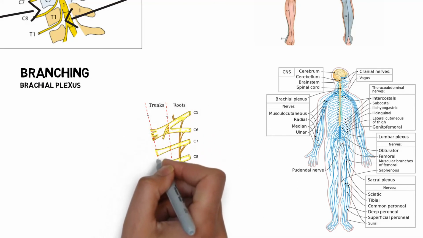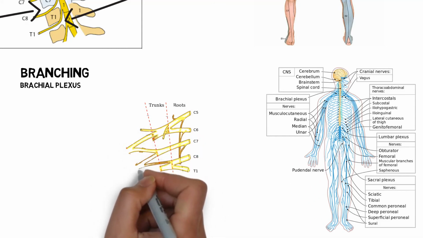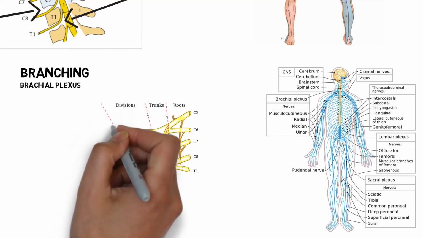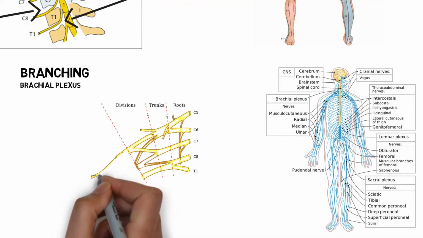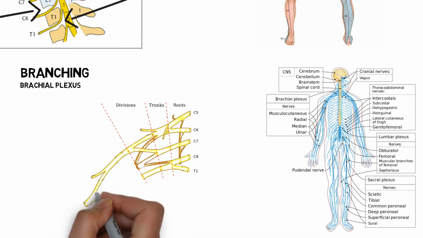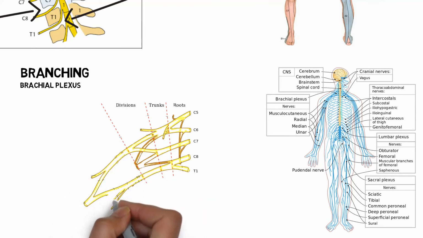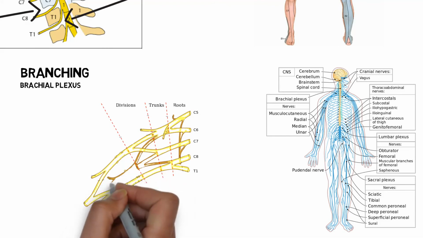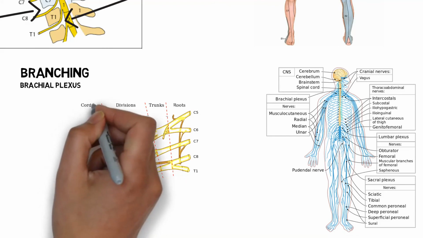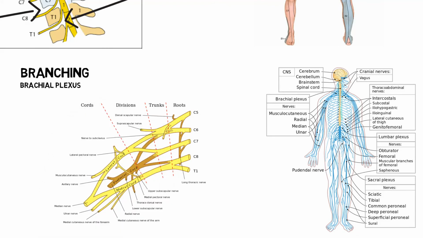T1. They form 3 trunks, break apart, and recombine to form 3 divisions, which break apart and recombine to form 3 cords. These then break apart and recombine to form 8 nerves: radial, ulnar, median, musculocutaneous, medial cutaneous of forearm, medial cutaneous of arm, and thoracodorsal nerves. There are nerves that also branch from the trunks and the cords.